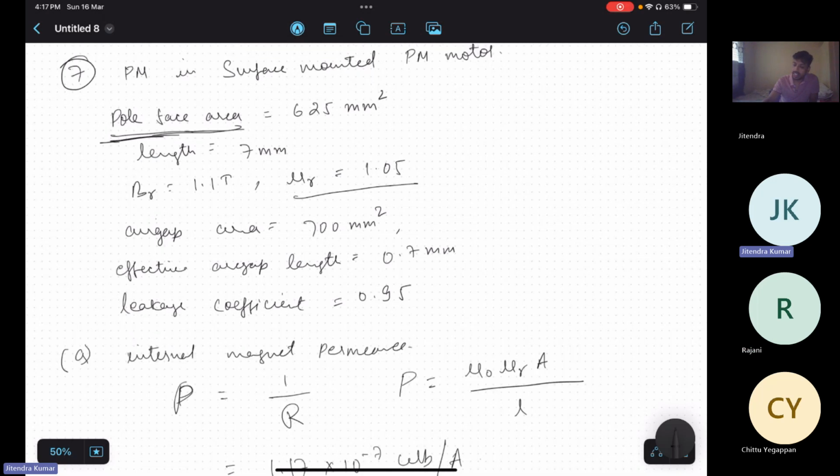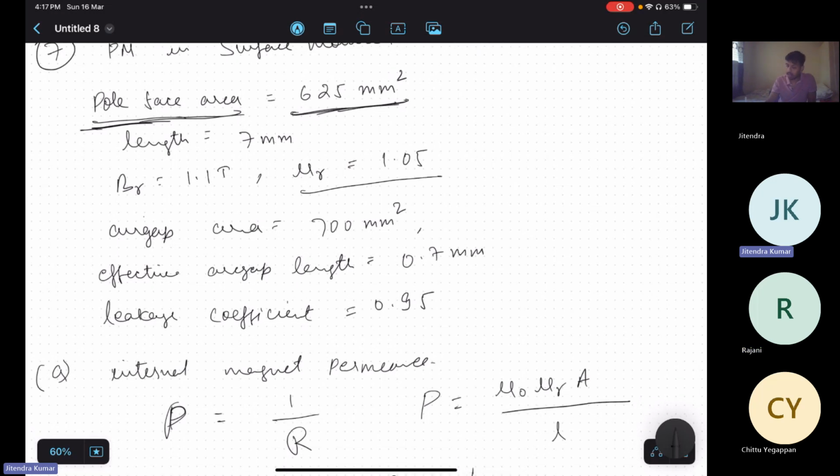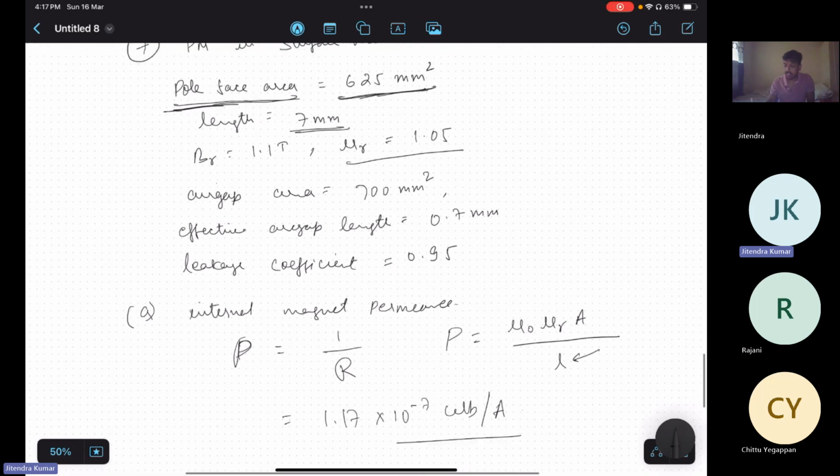Yeah. So see here, in the problem, pole face area was given, and in a surface mounted motor, the pole face area is nothing but your permanent magnet area. So that's why this magnet area you have to consider as 625 mm square. And this length is also mentioned, 7 mm. So this length you can plug in here. I hope now you will get this value. Yes, sir. Okay. Any doubt? Understood, sir. Okay, great.